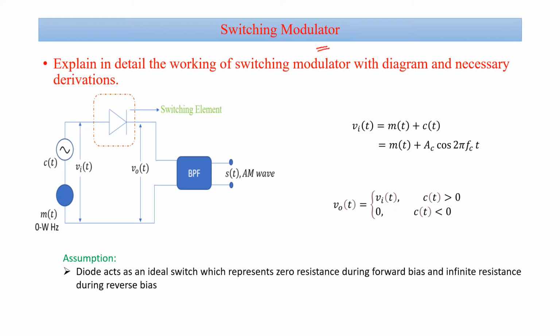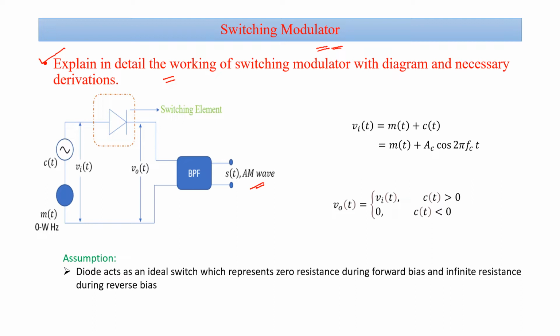So the next question is called the switching modulator. So what is meant by switching modulator? You know that the switching modulator is a generation method of your AM modulated wave, a low level amplitude modulated wave. One of the frequently asked questions is: explain in detail the working of the switching modulator with diagram and necessary derivations.